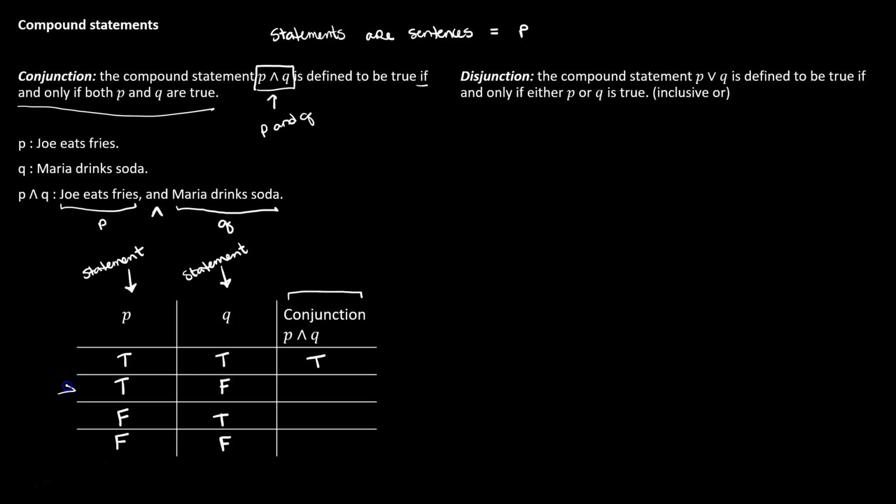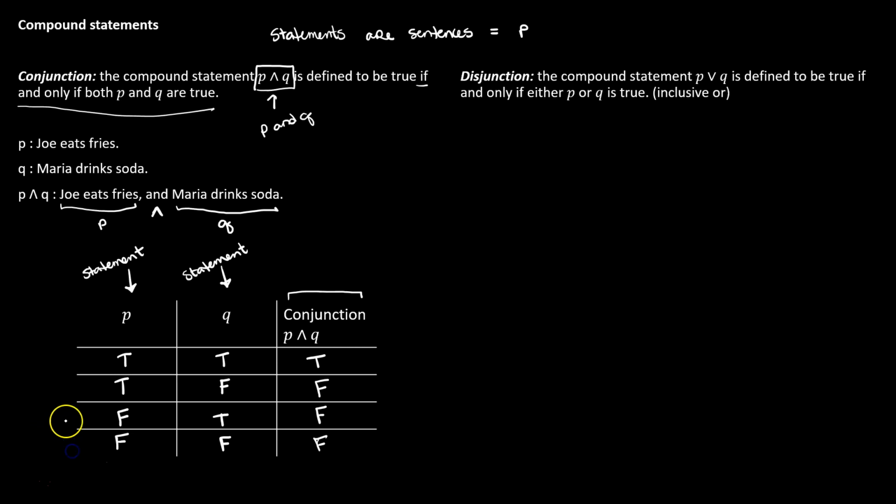Looking at the next scenario, we have P is true, Q is false. That does not meet the criteria for the conjunction to be true. Only one of those statements was true, the other was false. Therefore, the conjunction is also false. In the next scenario, P is false, Q is true. Again, that fails the conjunction because the conjunction needs both things to be true. And then lastly, we have two false statements, and this is almost like two wrongs don't make a right. This conjunction would be false here as well.